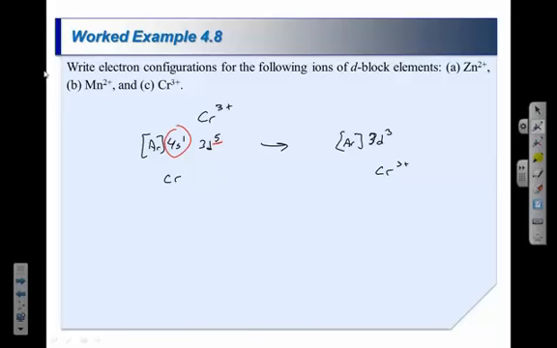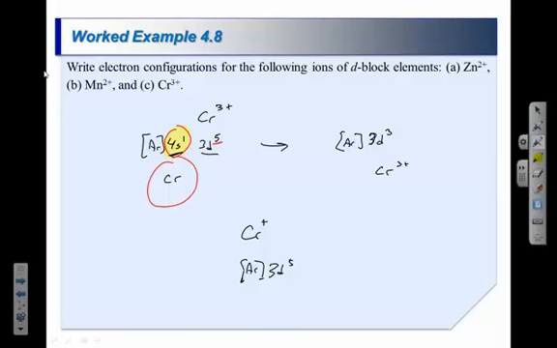So why does chromium do that? I mean, once this electron's gone from the 4s, it has a half-filled 3d subshell. So why doesn't it exist with the chromium +1? Chromium +1 would have argon 3d5. That would be a half-filled subshell. It lost that fourth energy level electron. Why would it continue to lose more electrons and go to a +3? Well, that's a difficult question to answer if you just think about chromium in a vacuum.